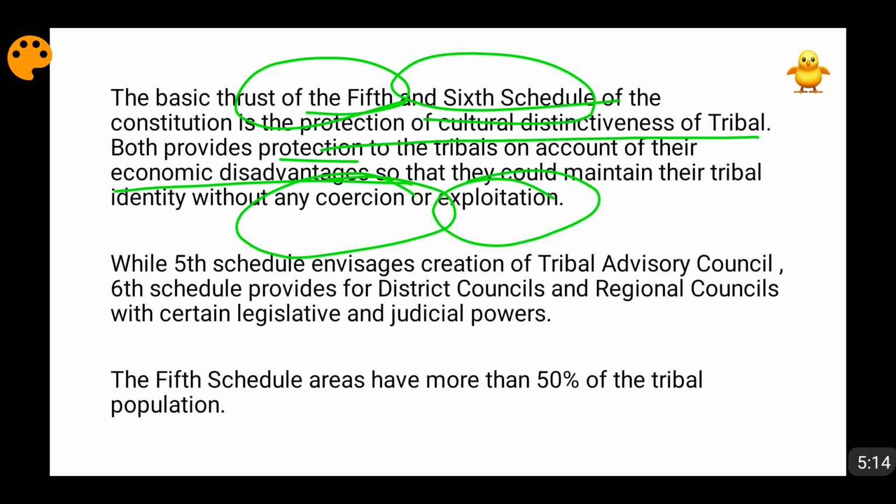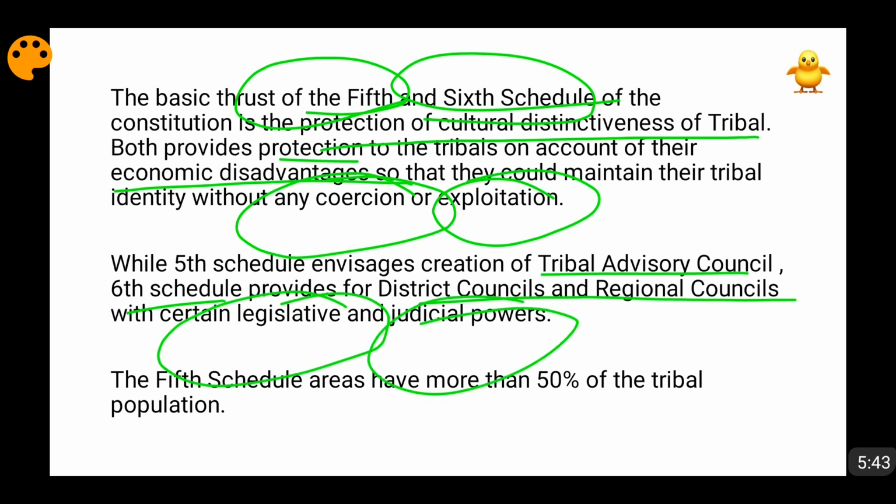Okay. Now, one big difference between the fifth schedule and the sixth schedule, friends, is that in the fifth schedule there will be the establishment of a tribes advisory council. A tribal advisory council will be established under this fifth schedule, friends. And under the sixth schedule, district councils and regional councils will be established for all of these areas that I have already told you in AMTM: Assam, Meghalaya, Tripura, Mizoram. And these district councils and regional councils will have legislative and judicial power.